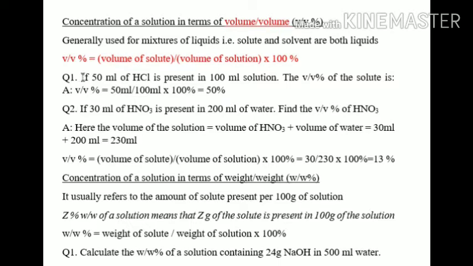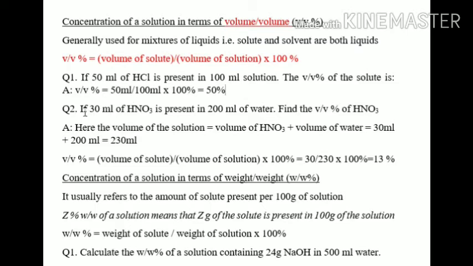So let us take a problem. If 50 ml of HCl is present in 100 ml of solution, the volume by volume percentage of the solute is? So please remember, volume of solute by volume of solution, okay. 50 ml of HCl is present in 100 ml of solution, the volume by volume percentage is? So volume of solute by volume of solution into 100%, that is 50%. It is a simple one.